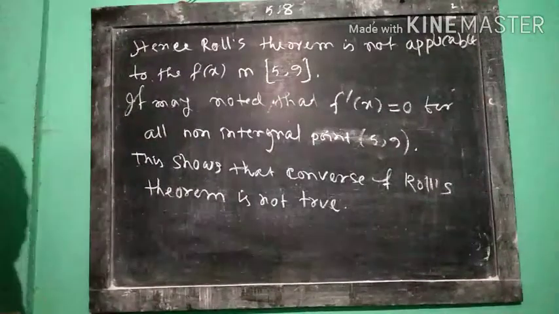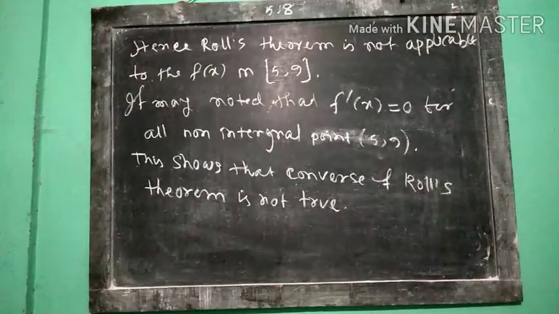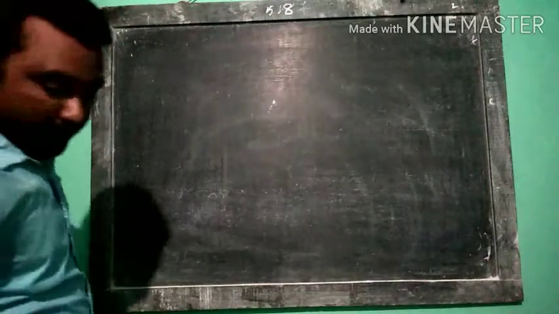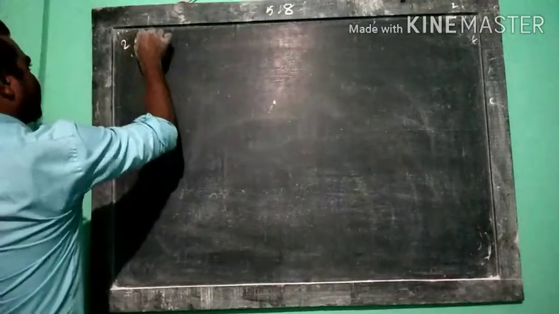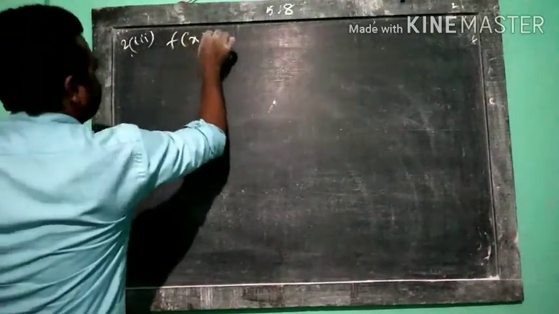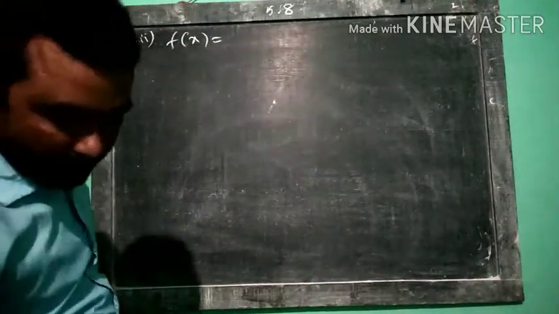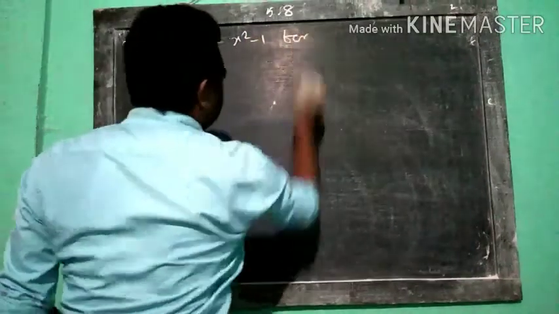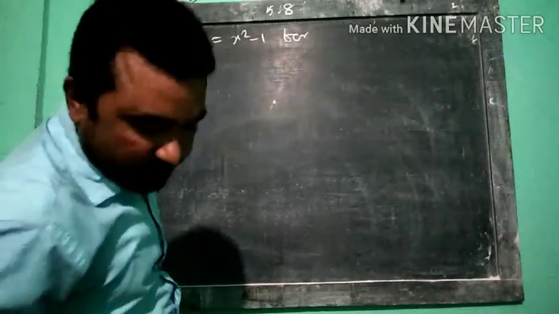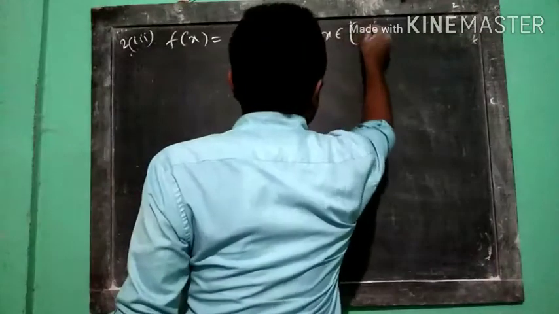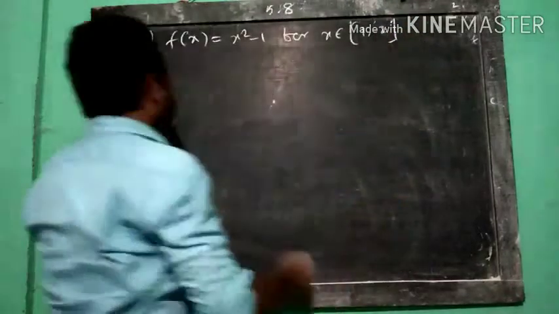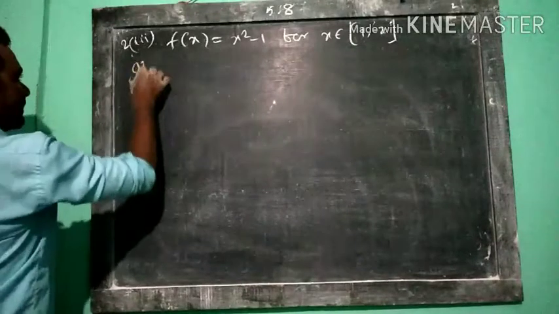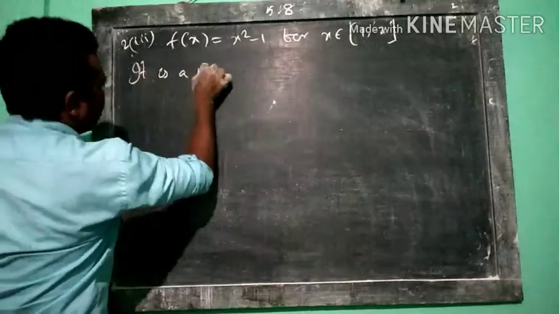Now we are going to solve question number 3. So question number 3: f(x) equals x square minus 1 for x belonging to the closed interval [1, 2]. Let's try to solve. It is a polynomial function.